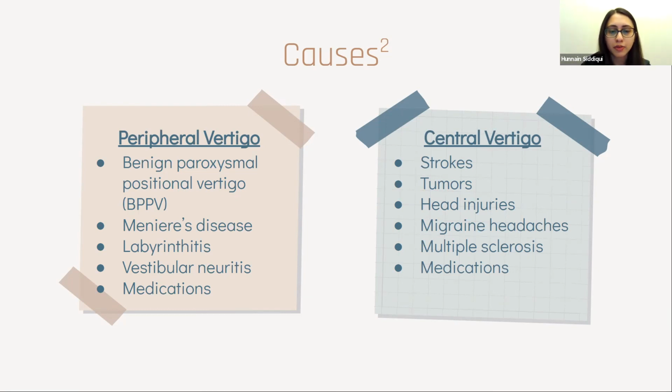Another cause of peripheral vertigo is labyrinthitis. Essentially, that's inflammation of the labyrinth or semicircular canals that I mentioned before. It can include the vestibulocochlear nerve as well, which sends information to the brain regarding sound. And so this is one that does alter your hearing.